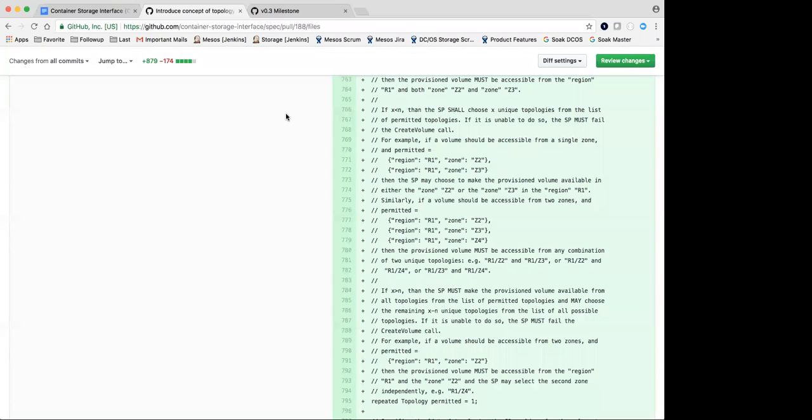So I guess the challenge is then when the CO, so let's say that the user wants to constrain a workload to, you know, 2 zones.